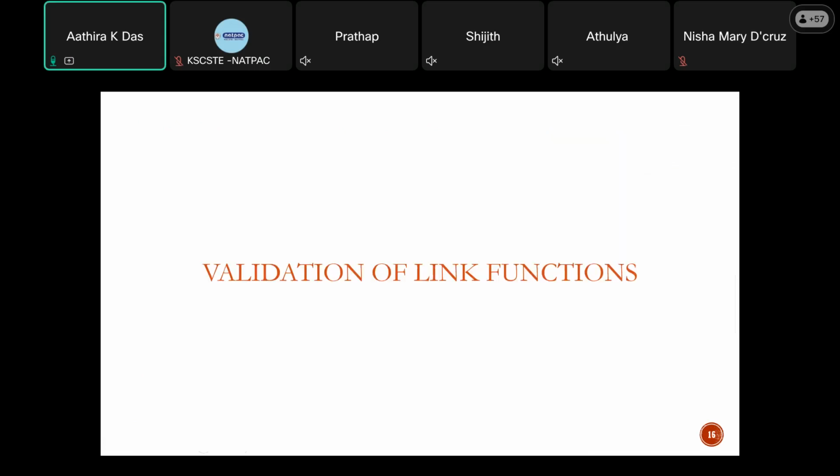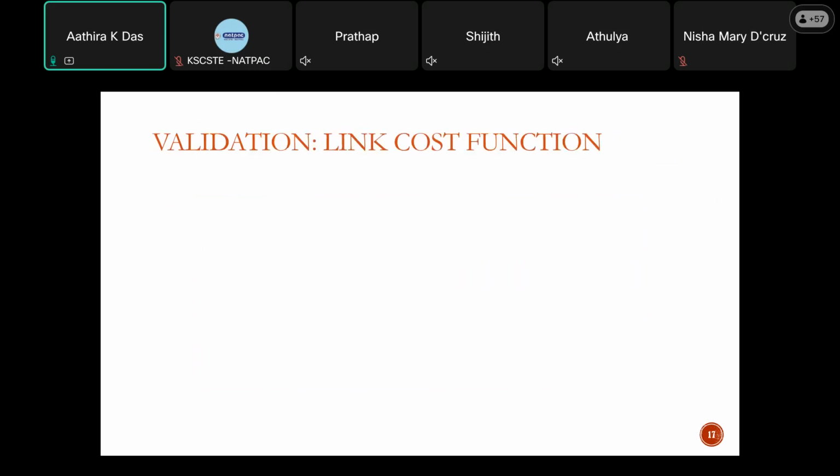So next, going to the validation. The traffic flow parameters were measured as explained now, and those values and the conventional functions have been used for the validation of each function, that is cost function and the capacity function. So first we'll look into the validation of link cost function.